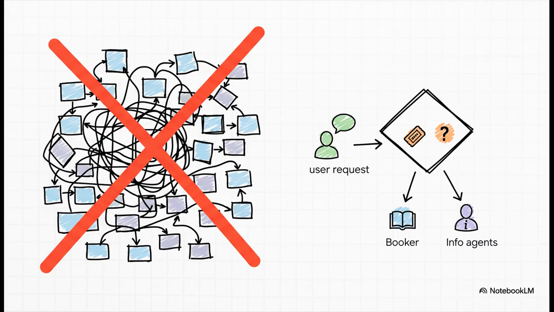And the real beauty here is just how simple it is. The coordinator agent is given a very focused job. It isn't bogged down with all the tiny details of booking a flight. Its instructions are crystal clear. If the request is about booking, send it to the booker. If it's a question, send it to the info agent. All of its power comes from delegating, not doing.